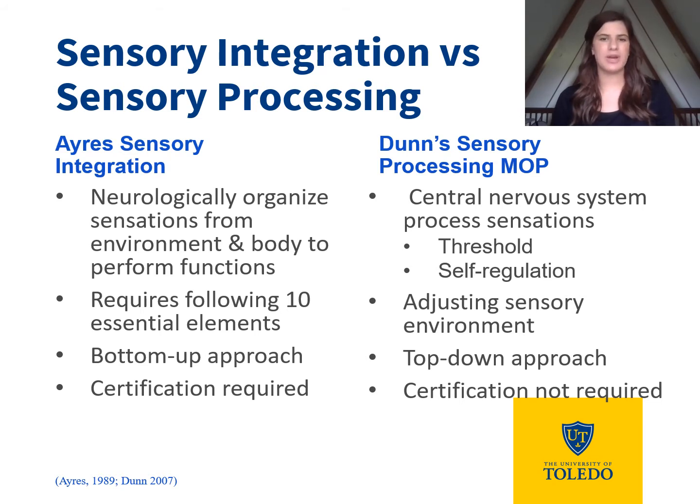Whereas Dunn's sensory processing model states that the central nervous system processes sensations differently due to the individual's threshold and self-regulation strategies. Dunn uses sensory adjustments to the environment to help meet and adjust the individual's threshold. Dunn's model can be used as a top-down approach as a therapist can develop an individual's sensory diet to be able to complete needed and wanted occupations. Additionally, specific certification is not required to implement Dunn's sensory processing model practice.